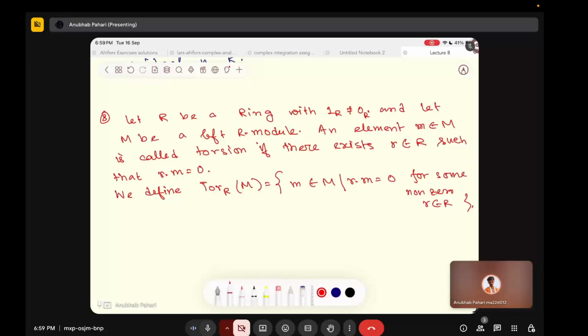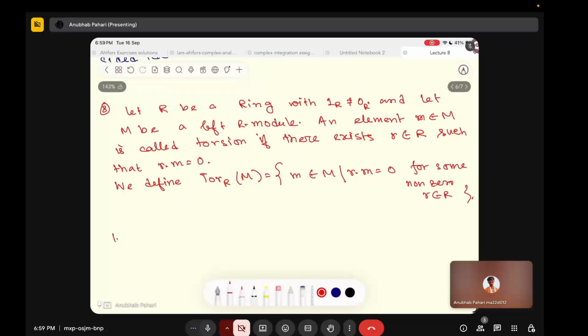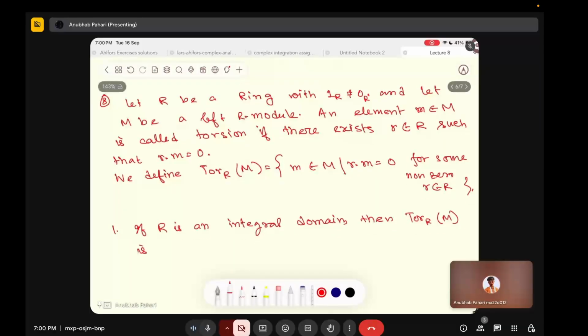So we will be proving a couple of things. First of them is if R is an integral domain, that means it has no non-zero zero divisor, then this torsion of M, actually we have to prove that it is a submodule first, of M. So this set is a submodule, we can say it like this.